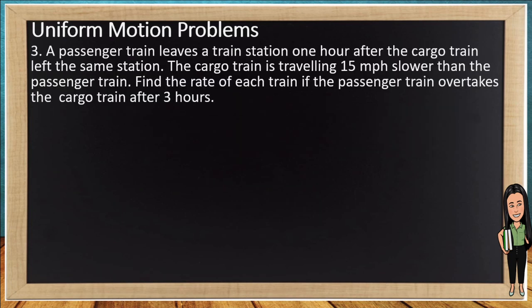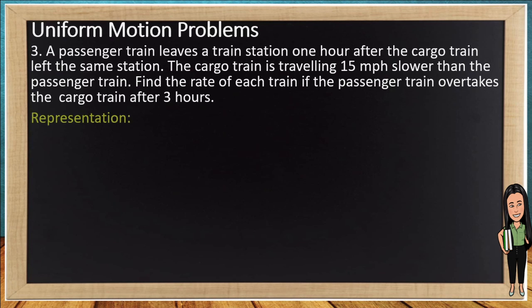Next example. Passenger train leaves a train station 1 hour after the cargo train left the same station. Cargo train is traveling 15 miles per hour slower than the passenger train. Find the rate of each train if the passenger train overtakes the cargo train after 3 hours.